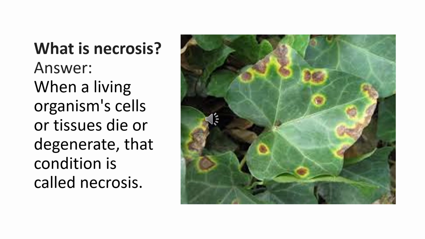Another one, that is necrosis. I already discussed it many times before, though I am telling you here, when a living organism's cells or tissues die or degenerate, that condition is called necrosis. Look at the picture. All the brown spotted parts, those cells or tissues are already dead. So that's why this kind of spot occurred in the leaves, and this is called necrosis.